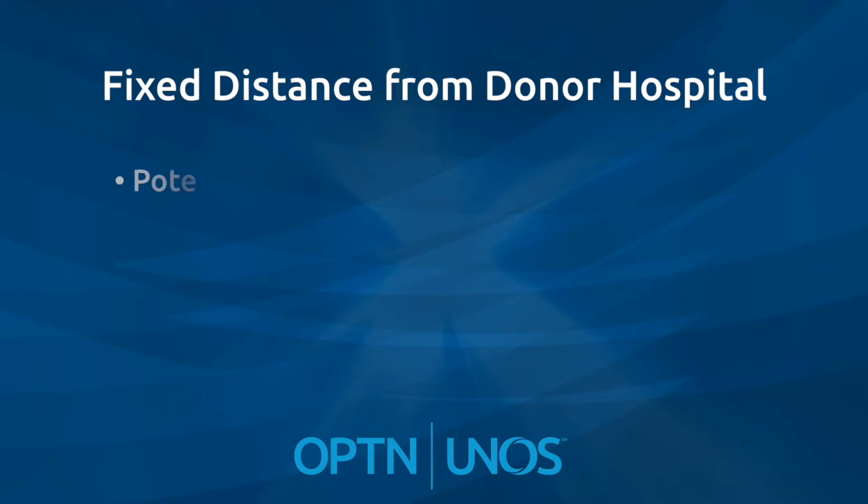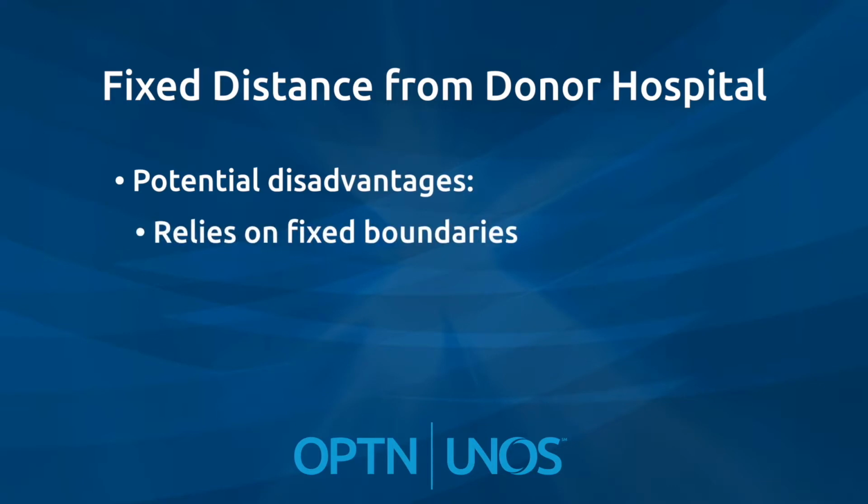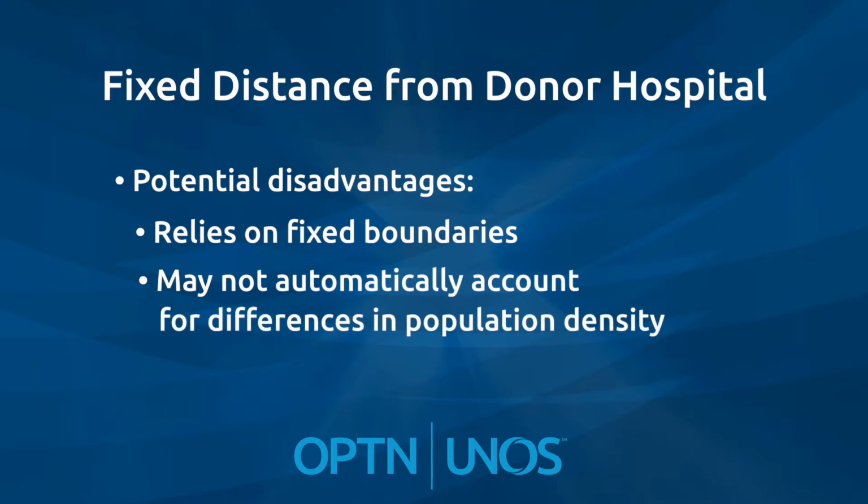A potential disadvantage of this framework is that however the distance is determined, it uses fixed boundaries. As a result, 2 candidates who have similar matching characteristics and level of medical urgency may be treated very differently because they fall in different zones, even though they may be just a few miles apart. Also, there are differences in population density from one area of the country to another. This may mean that circles of the same size across the country could result in having a higher or lower number of potential candidates within each of the zones.